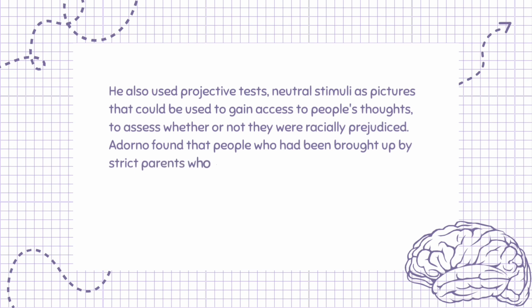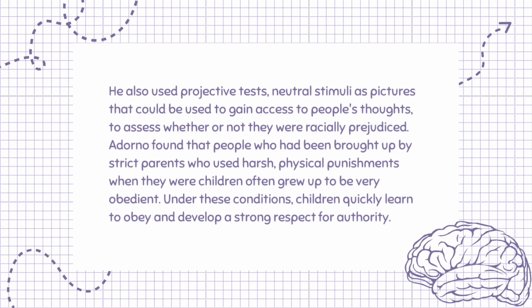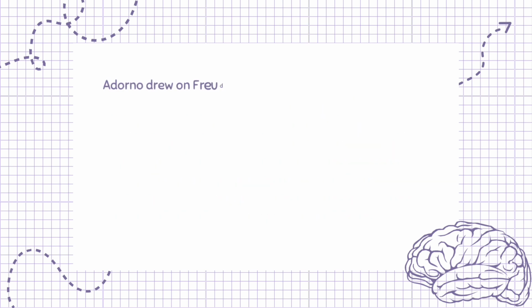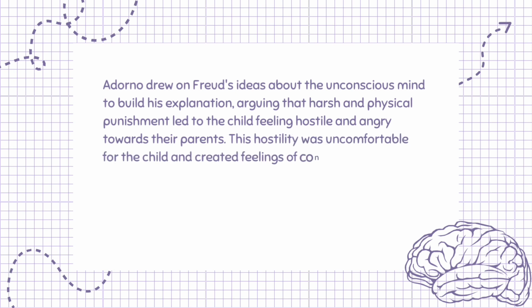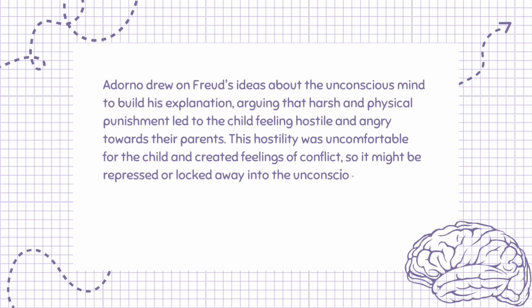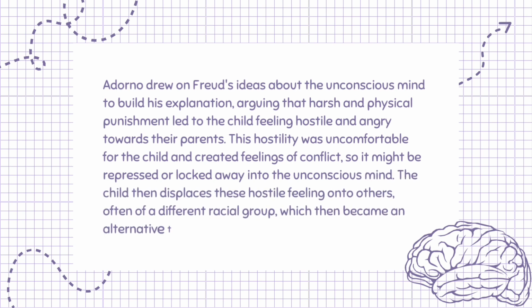Adorno found that people who had been brought up by strict parents who used harsh, physical punishments when they were children often grew up to be very obedient. Under these conditions, children quickly learnt to obey and develop a strong respect for authority. Adorno drew on Freud's ideas about the unconscious mind to build his explanation, arguing that harsh and physical punishment led to the child feeling hostile and angry towards their parents. This hostility was uncomfortable for the child and created feelings of conflict, so it might be repressed or locked away into the unconscious mind. The child then displaces these hostile feelings onto others, often of a different racial group, which then became an alternative target for their hostility.